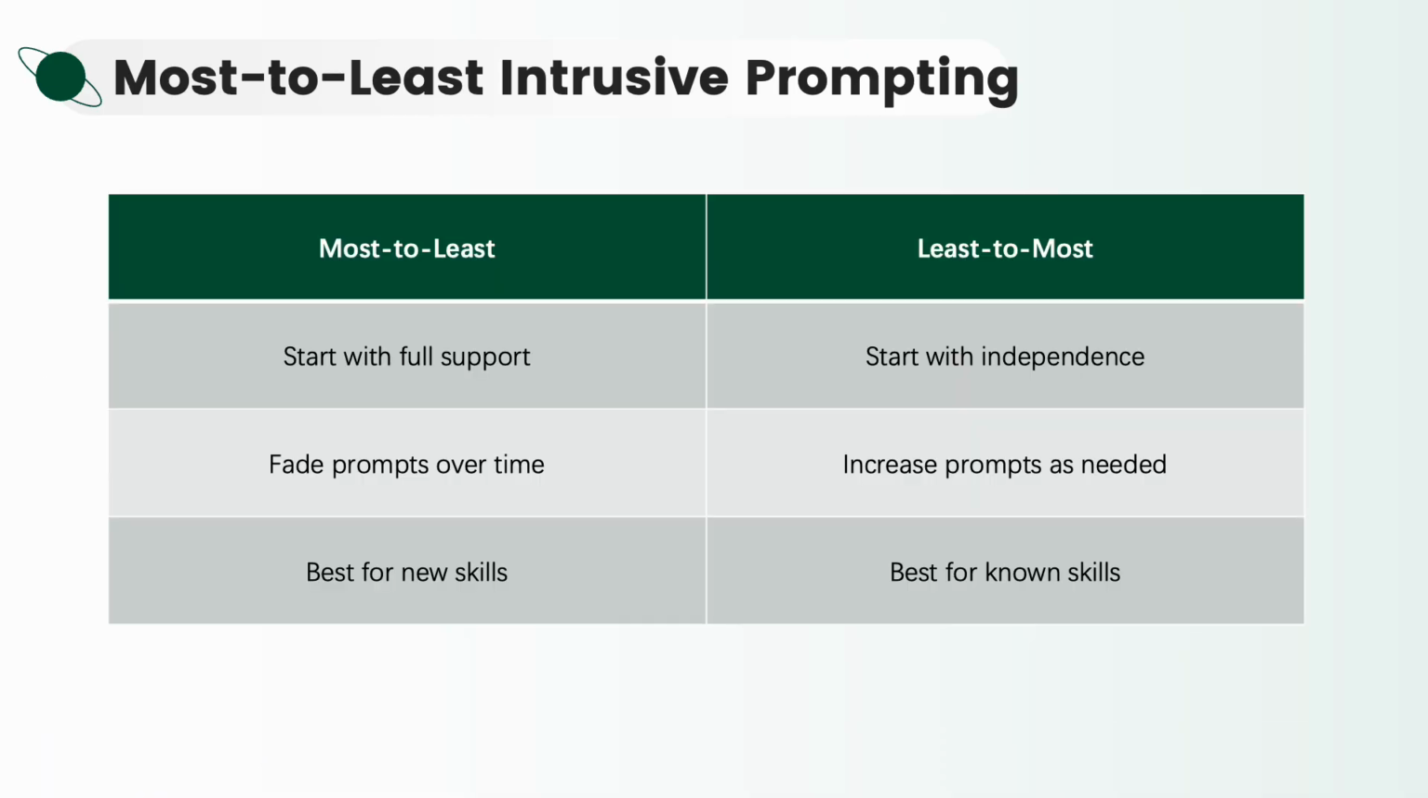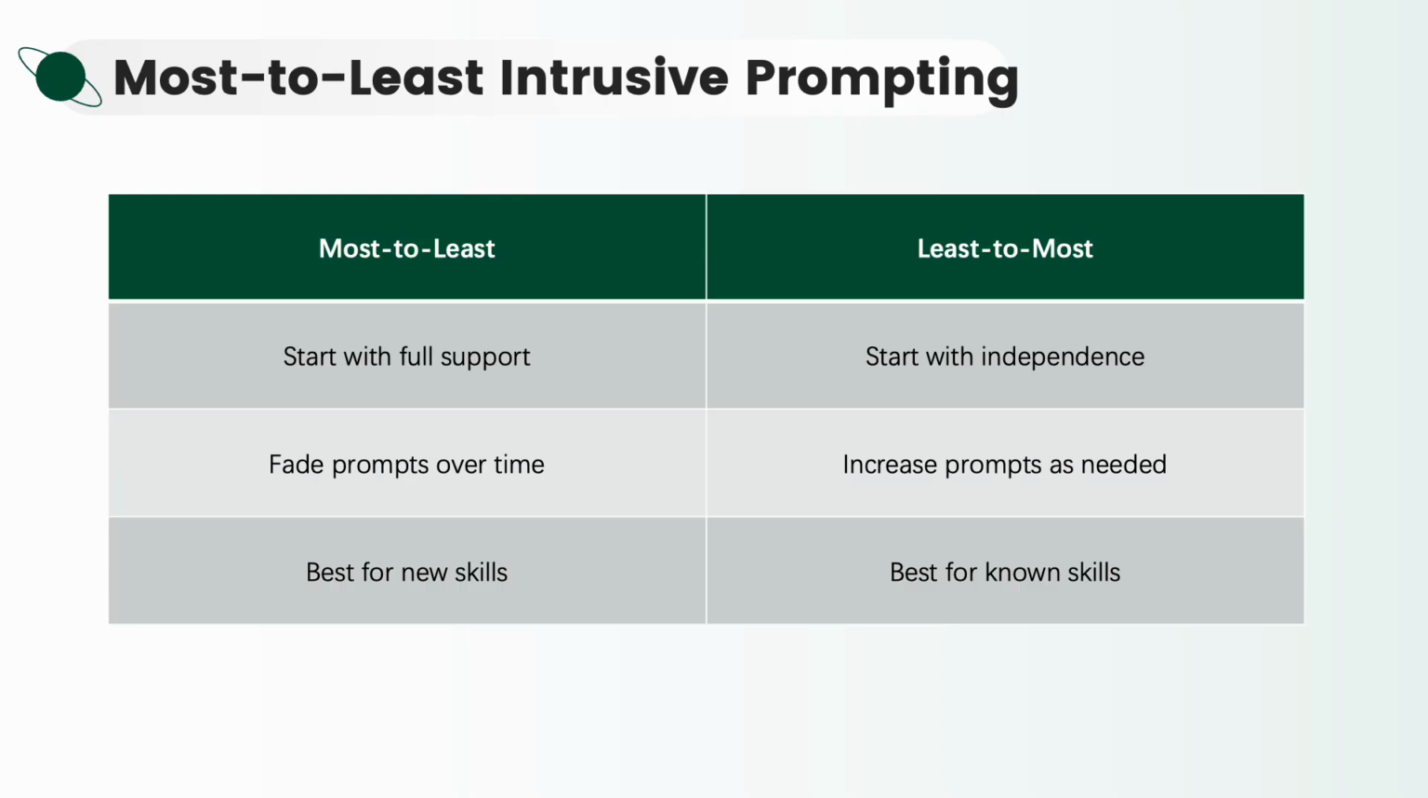Let's do a quick comparison. In most to least prompting, you start with full support. You fade prompts over time, and it's best used for new skills. Least to most prompting, on the other hand, starts with independence, increases prompts as needed, and it's best for known skills.